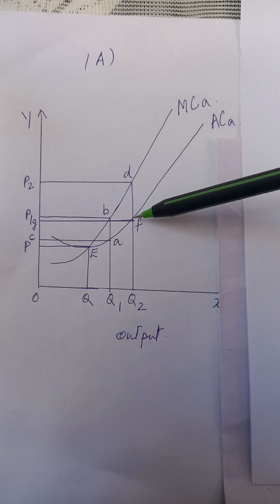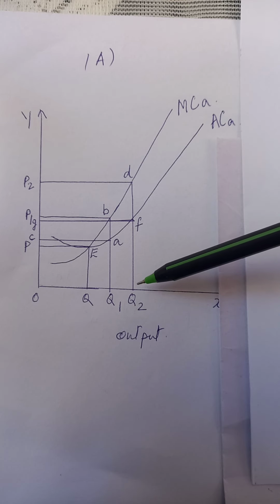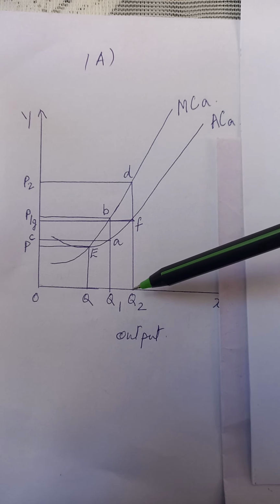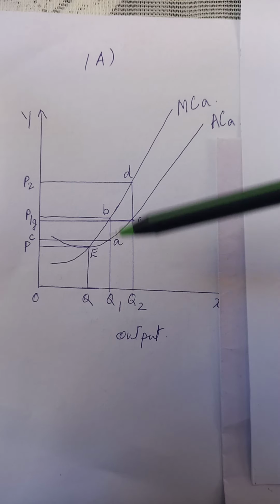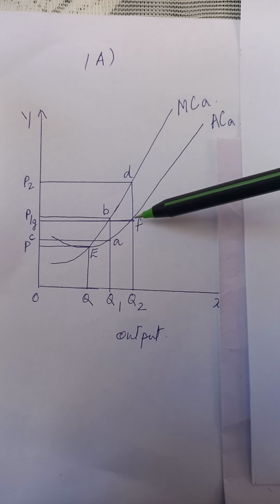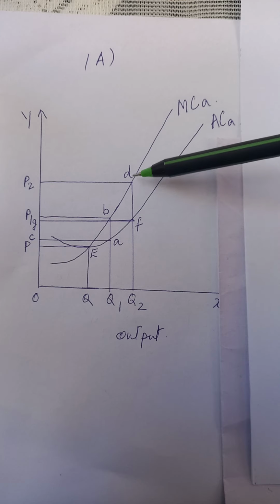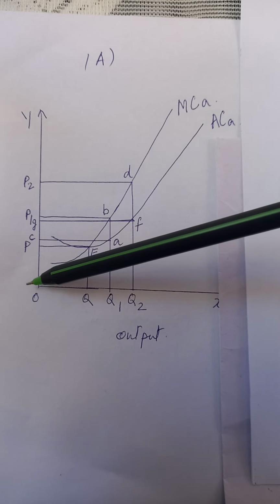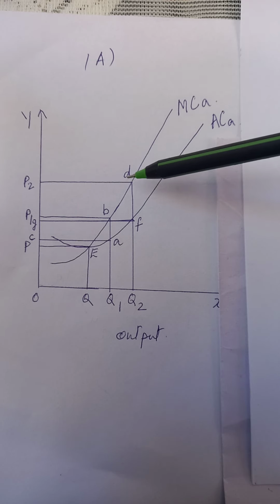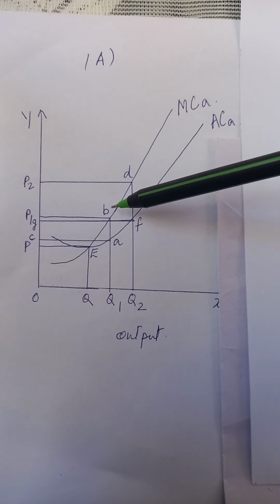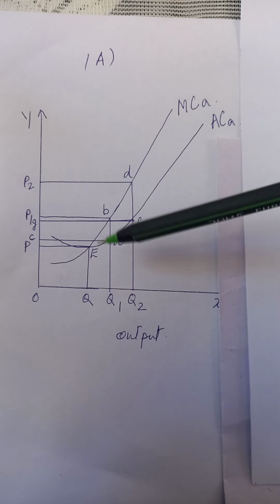The average cost is FQ2, and this average cost FQ2 is lesser than the price Q2D, which means the producers of this plot of land, that is plot A, are earning a rent equivalent to DF per unit. And if we multiply this rent per unit DF with the total output FG or Q2O, we get the total amount of rent that is being earned by this very plot, that is DFGP2. So this is the total area, that is the total rent being earned by this very plot of land.